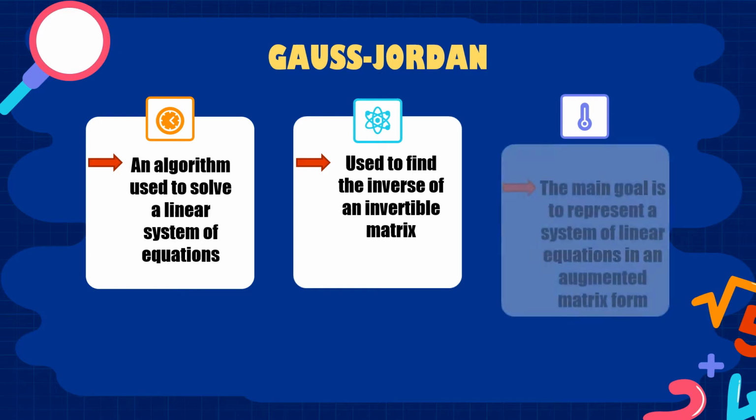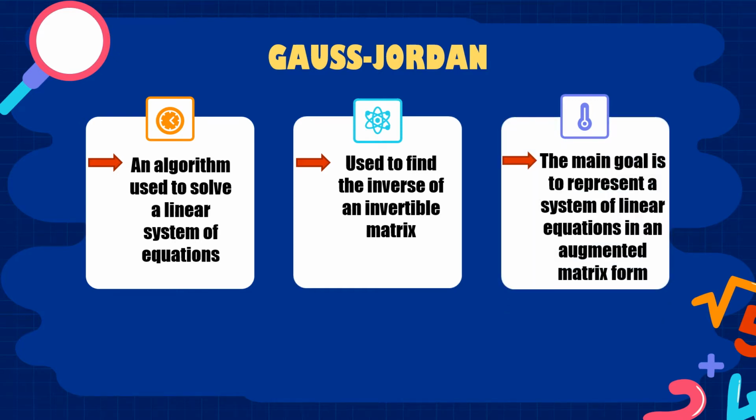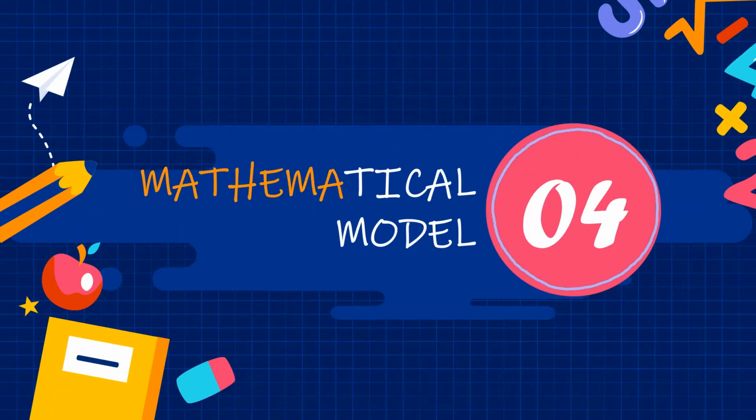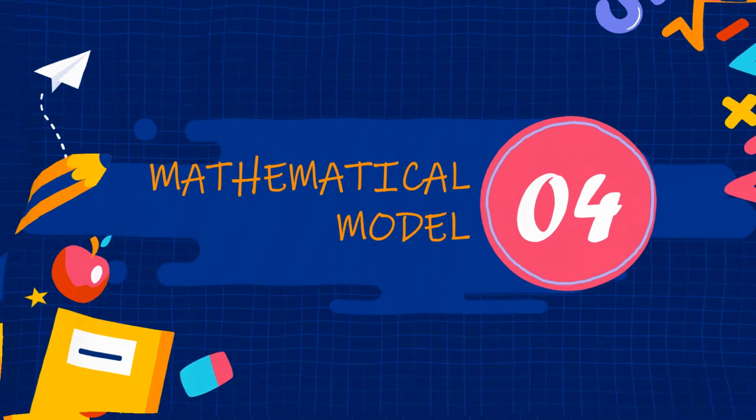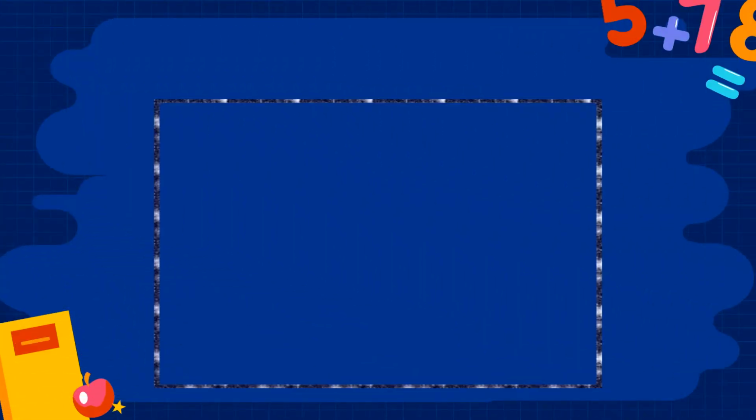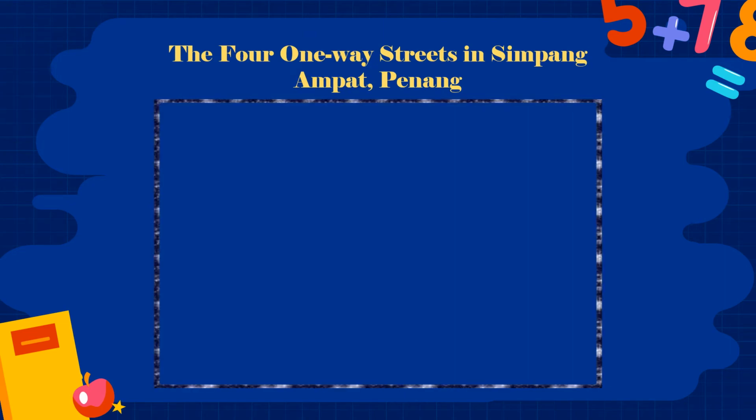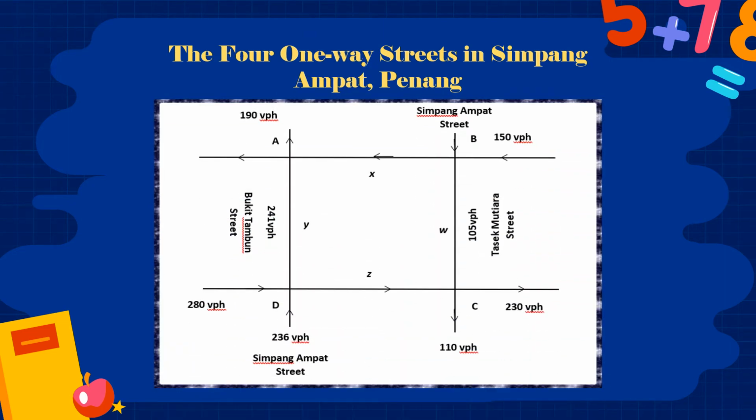The main goal of Gauss-Jordan elimination is to represent a system of linear equations in an augmented matrix form, then perform the three row operations on it until the reduced row echelon form is achieved. Next is the mathematical model. A system of linear equations was used to analyze the flow of traffic for a network of 4 one-way streets in Simpang Ampat, Penang. The pioneering work done by Gareth Williams on traffic flow has led to greater understanding of this research.